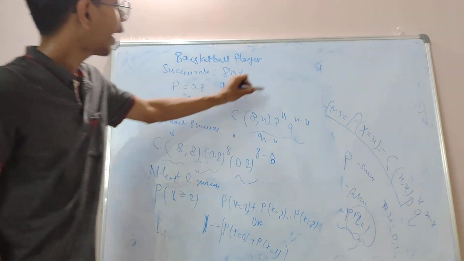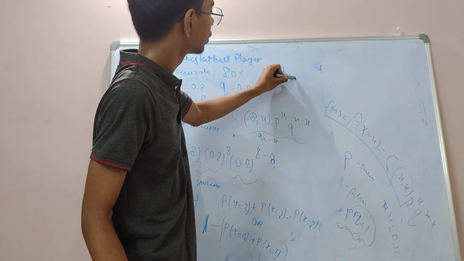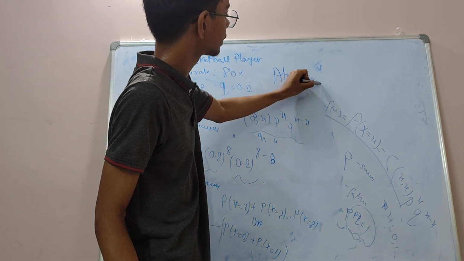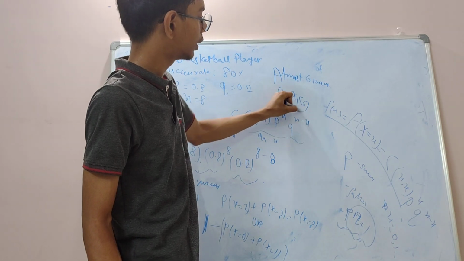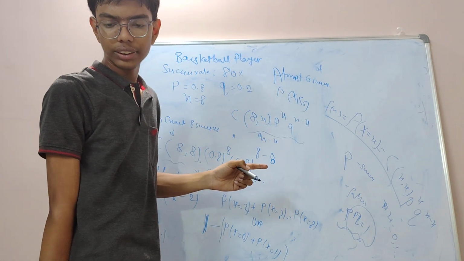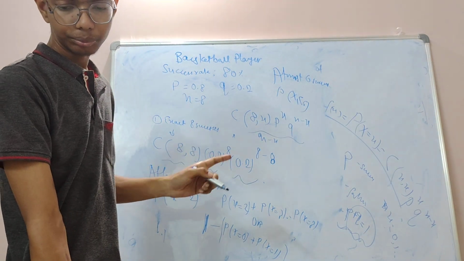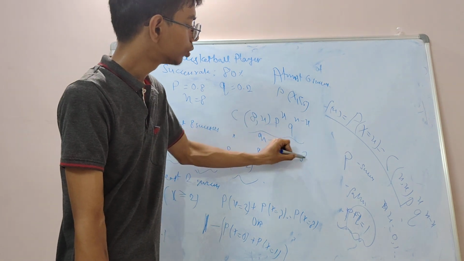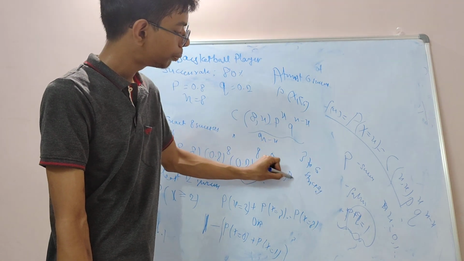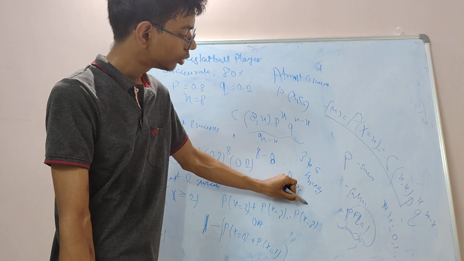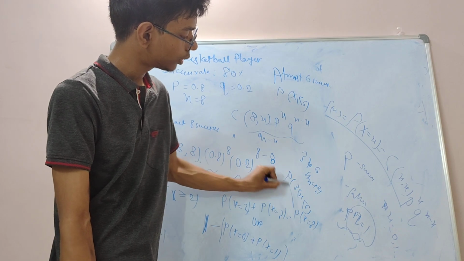If it is given at most 6 successes, it will be P(x) less than or equal to 6, and suppose it is given 3 to 6 strictly, then it is P from 3 to 6.